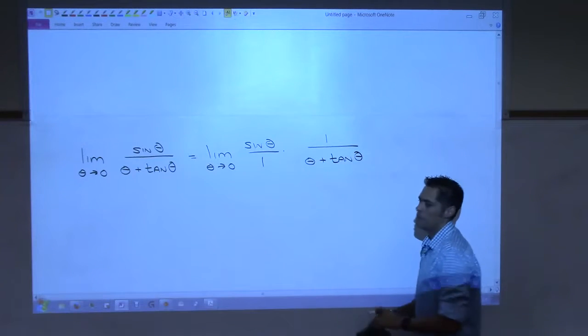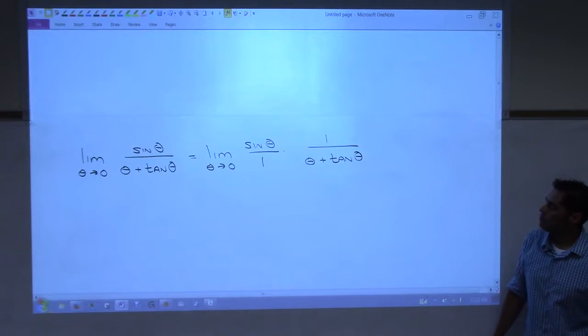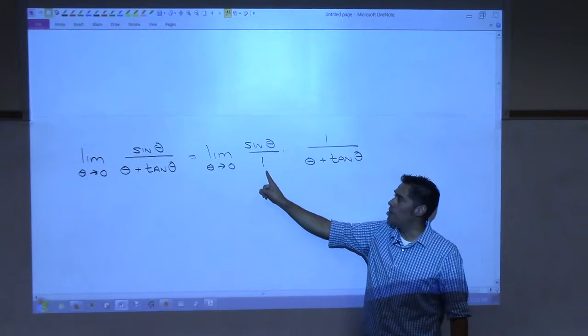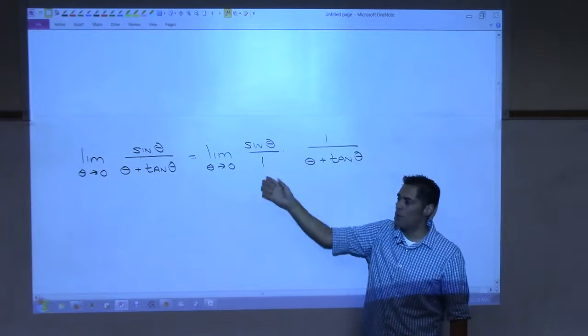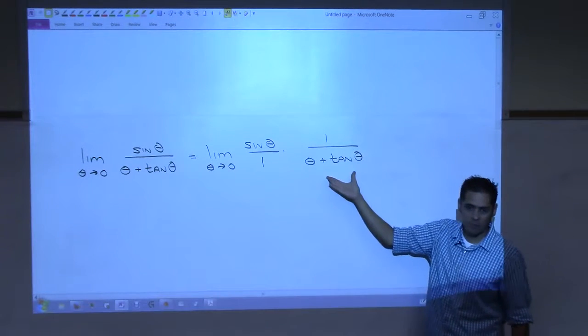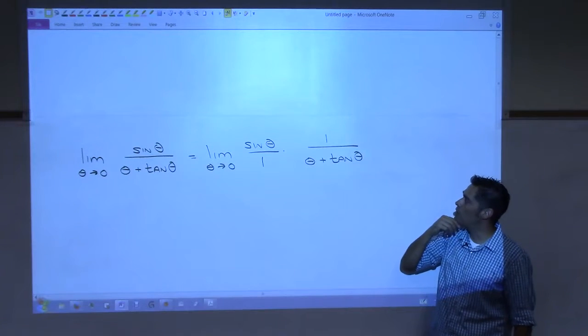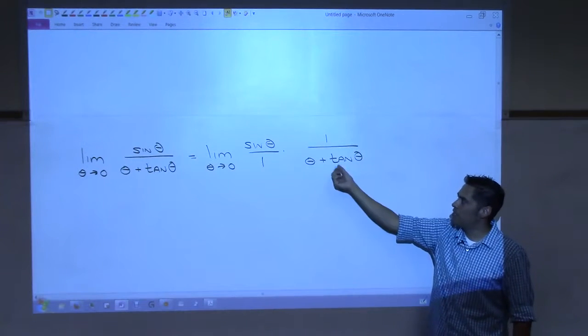And I changed the tangent into sine over cosine. Okay, that's fine with me. Is this a problem or no? No, that's not a problem. 0 over 1, that's not a problem. Is this a problem? This is the problem. So you have to somehow resolve this. But we still can't split this into 2 fractions.